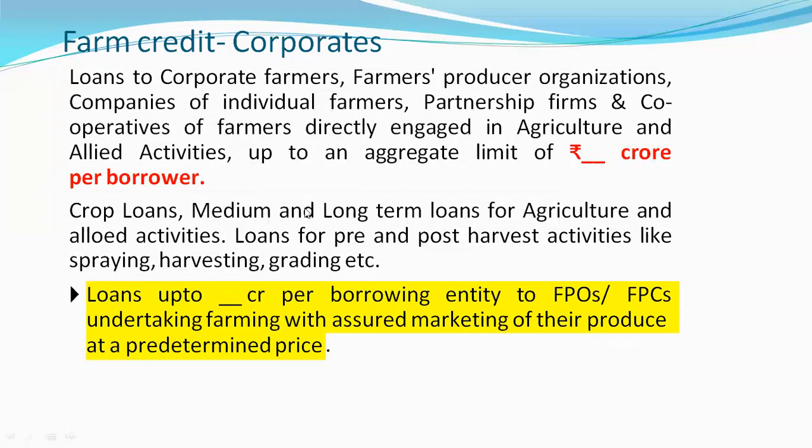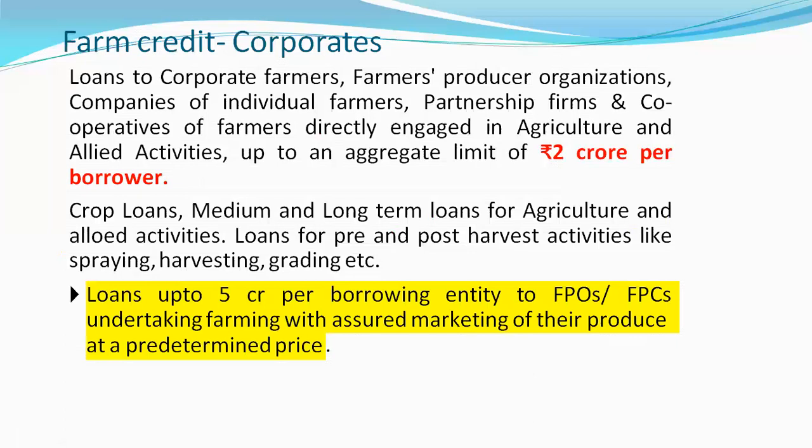Okay, so crop loan, medium and long term loans for agriculture and allied activities, loans for pre and post harvest activities like spraying, harvesting, grading, etc., and loans up to dash crore per borrowing entity to FPOs and FPCs undertaking farming with assured marketing of their produce at a predetermined price. So you have to tell how much loan the bank can give to entities like FPCs, companies. The first one is per borrower for farmer producer organizations and all. Okay, let's see the right answer. So the correct answer is 2 crore per borrower. Here it is 2 crore per borrower and here it is 5 crore per borrowing entity.